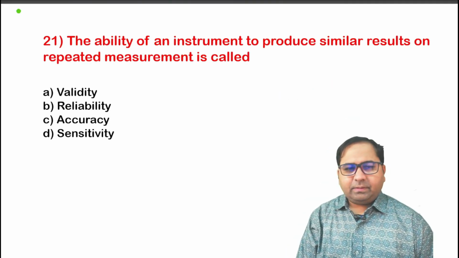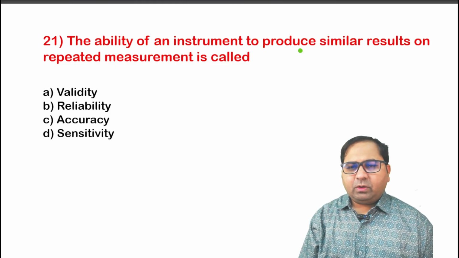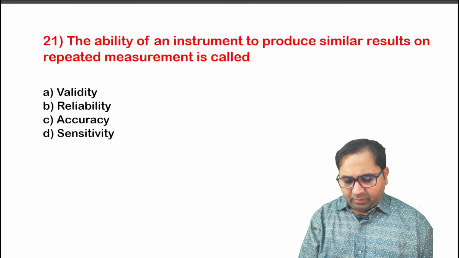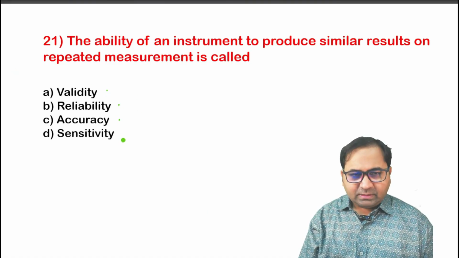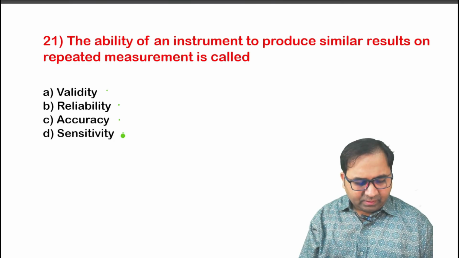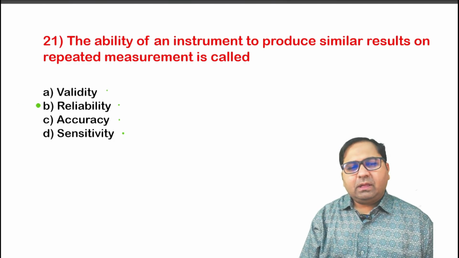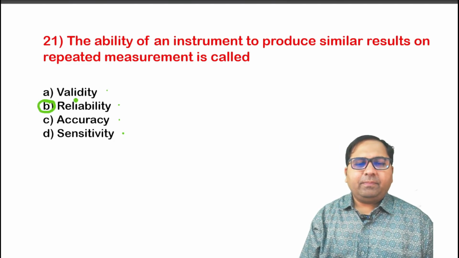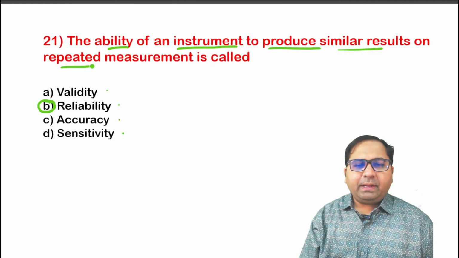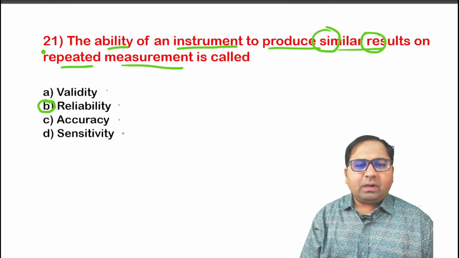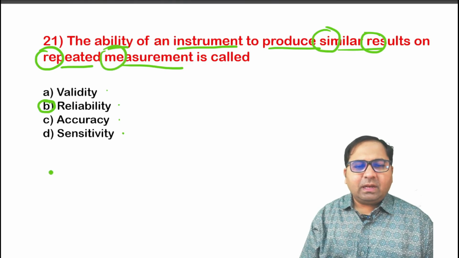Now let us see the next question. The ability of an instrument to produce similar results on a repeated measurement is called as what? The options they gave are A, validity, B, reliability, C, accuracy, or D, sensitivity. So what is the answer for this question? Answer is B, reliability. Reliability is the ability of an instrument to produce similar results on repeated measurements. So similar results on repeated measurements is reliability.